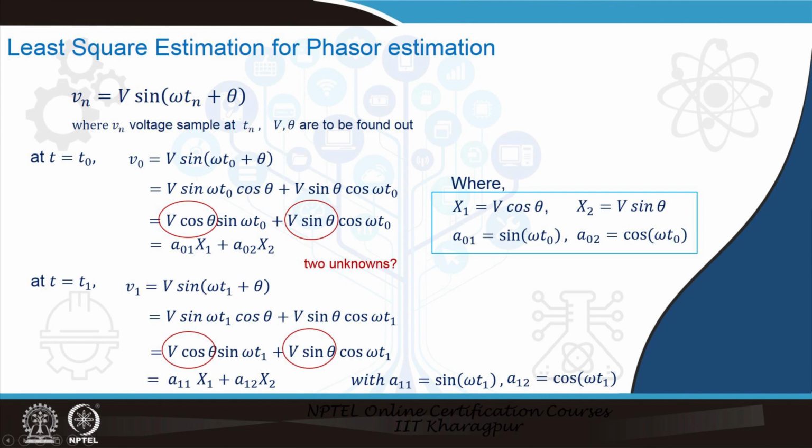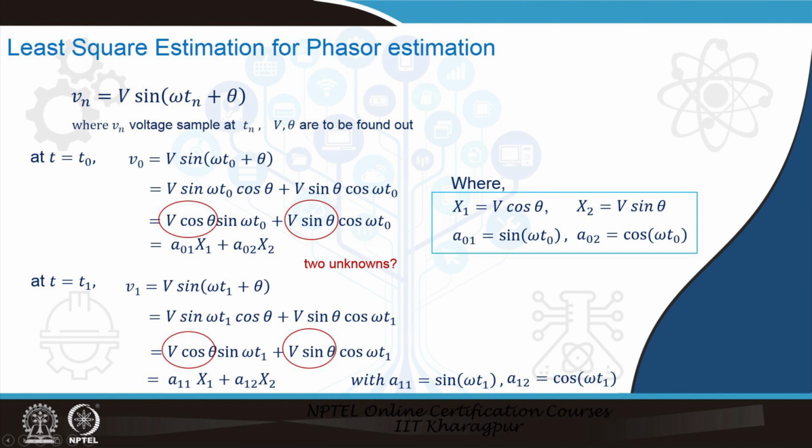and that is the corresponding measurement V naught, where V naught is our measurement, the voltage sample at t naught. So, we defined a 01 equals sin omega t naught and a 02 equals cos omega t naught, and x 1 equals V cos theta, x 2 equals V sin theta. x 1 and x 2 are our unknowns, and the A's are nothing but coefficients. We consider the capital A in the least square formulation.